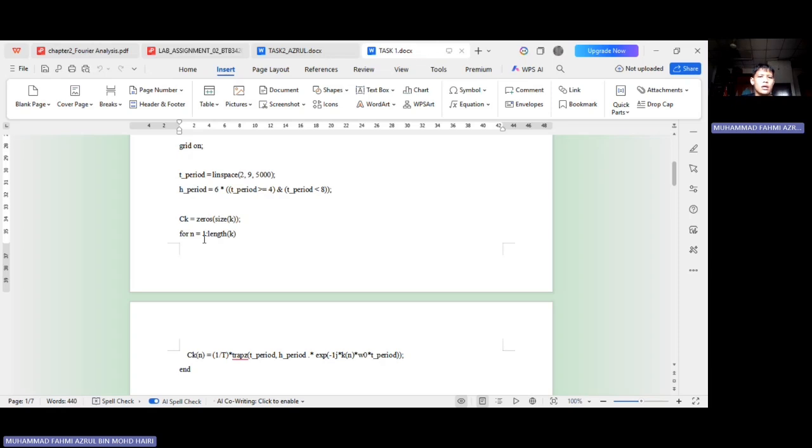The for loop is our analysis engine. It loops through each harmonic index k and uses numerical trapezoidal integration to multiply our time signal over each period by the complex exponential e to the power of minus j k omega 0 t over that single period.